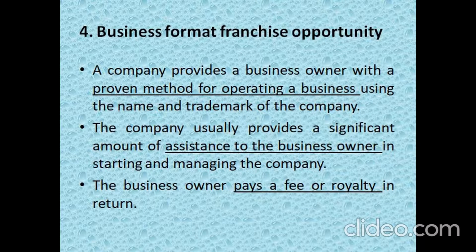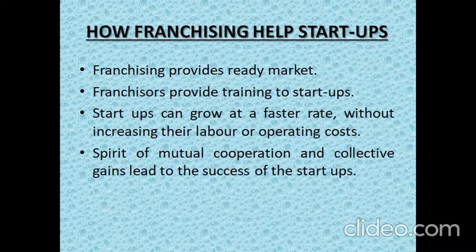That means how to start and how to operate a business. This method is given by the company, by the franchisor, and the franchisee uses the name and trademark of the company also. The franchisor assists the business owner in starting and managing the company, and the franchisee has to pay fees or royalty in return. Now we have seen there are four types of franchisees. Okay, now how does franchising help the startup, the new startups?